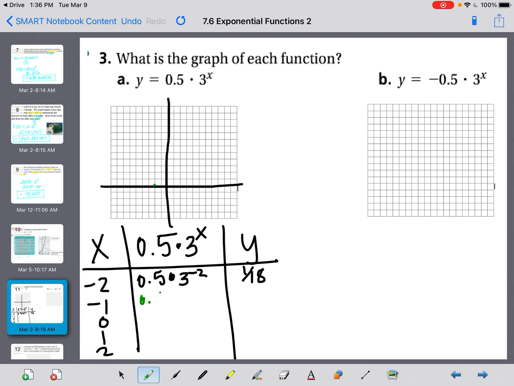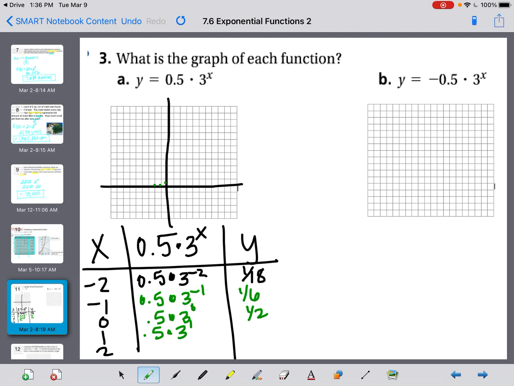Okay, then I'm going to plug in this -1. So that's really 1/3 times 1/2, which gives me 1/6. Back 1, up 1/6. 0.5 times 3 to the 0 power, which is just 1, so that leaves me with 1/2. Go over 0, up 1/2.